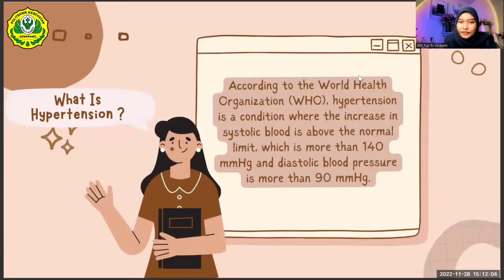Okay, the first is, what is hypertension? According to the World Health Organization or WHO, hypertension is a condition where the increase in systolic pressure is above the normal limit, which is more than 140 mmHg, and diastolic pressure is more than 90 mmHg.